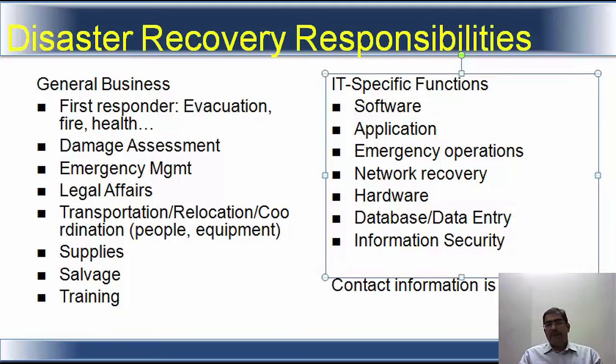Then in IT specific functions you have software. What software is required? What version? What build? How many patches have been put? The application, what applications are required? Then in emergency operations, what will you actually provide as a service? Then the recovery of the network itself, the hardware, the database or entries, then the information security. Now, in all this, the contact information is very important. So people should know whom to contact, when and how in the event of some incident occurring.